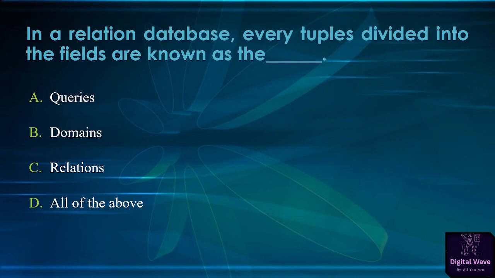Next question is, in a relational database, every tuple divided into the fields is known as queries, domains, relations, or all of the above. So the right answer will be B, domains. In a database, the number of rows inside a table is known as tuples, and if we further divide those tuples into fields, they become the domains. So the right answer will be B.